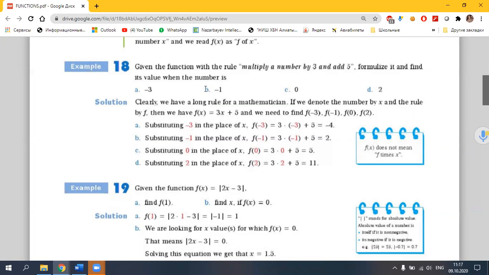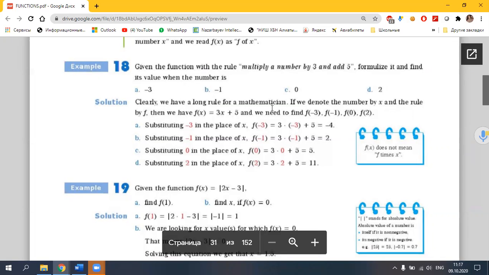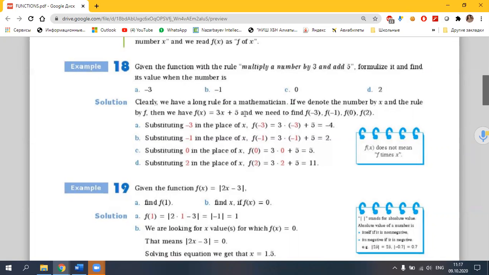Біз айтамыз, шығару жолы, solution. Clearly, we have a long rule for a mathematician. If we denote the number by x and the rule by f, then we have, былай жазамыз өрнекті, 3x plus 5. Number деп тұр, number деген белгісіз сан, оны x деп алды. So f of x equals 3x plus 5, and we need to find f of negative 3. Минус 3-тегі мәнін тап деді, яғни мен f of negative 3-ді қазір есептеп табуым керек. Сол үшін орнына қоям.